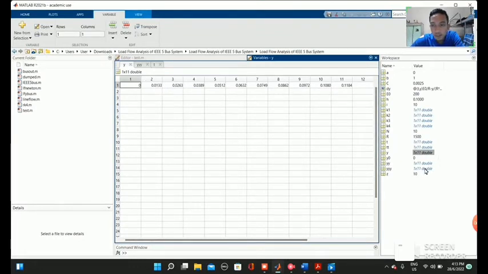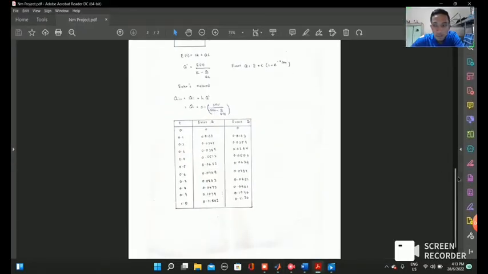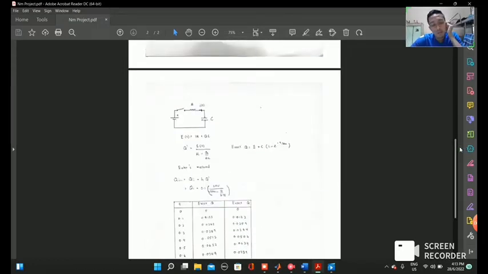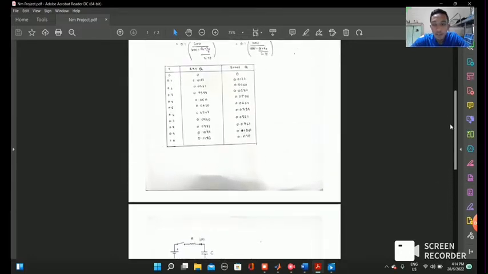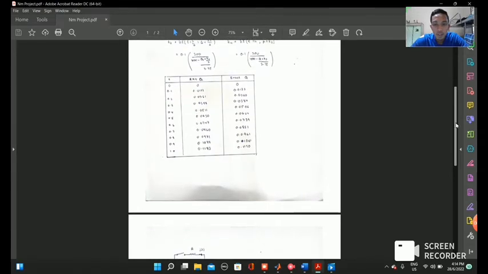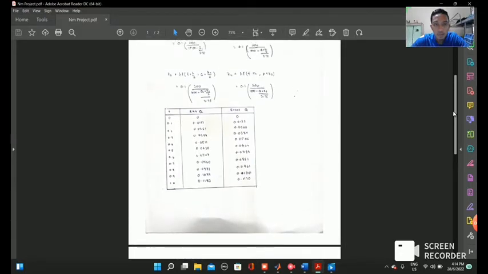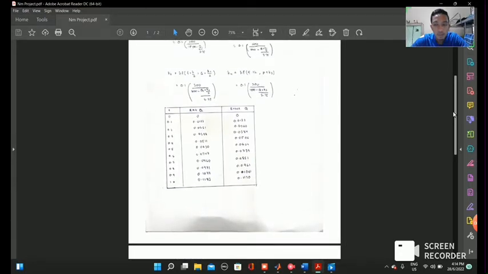For the RK4, we can see the value of RK4. So the value of RK4 is also the same as the calculation, 0.0132 and 0.0132. So from our observation, we can conclude that the Runge-Kutta method is the nearest to the exact value, so we can use the RK4 to solve the first order linear equation.